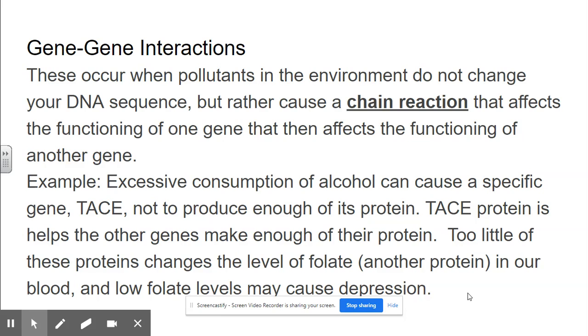An example would be if an adult consumes too much alcohol. Repeated excessive consumption of alcohol can cause a specific gene known as TACE not to produce enough of its protein. The TACE protein normally helps other genes to make enough of their proteins, but if it's not being produced, it causes a chain reaction. Too little of these proteins changes the level of folate, which is another protein in our blood, and low folate levels can actually cause depression. So do you see how it's a chain reaction?